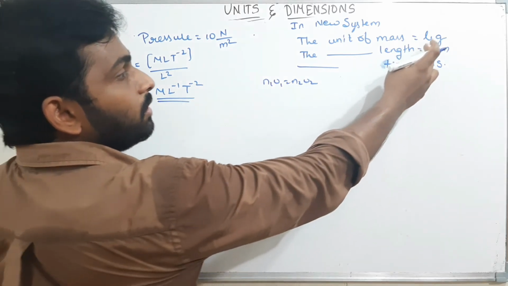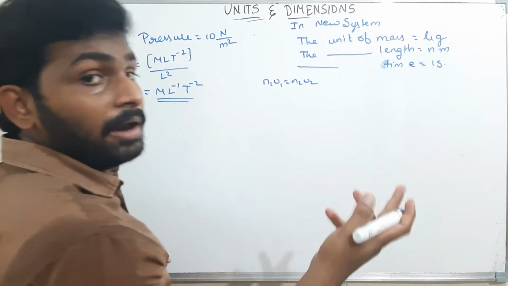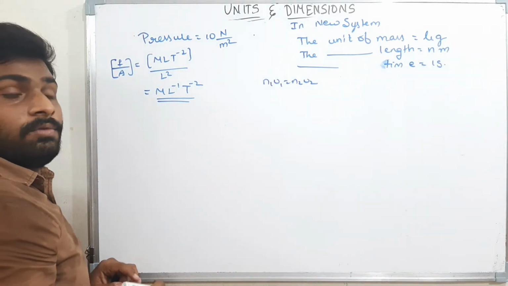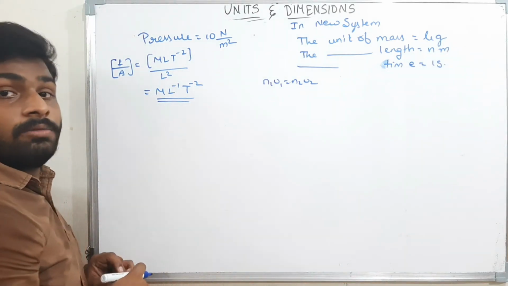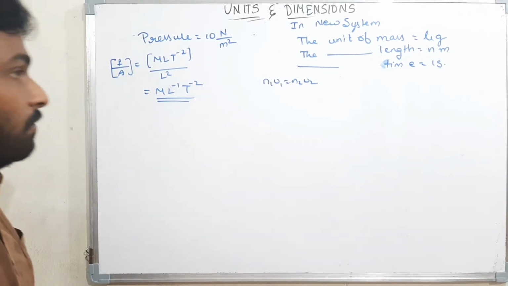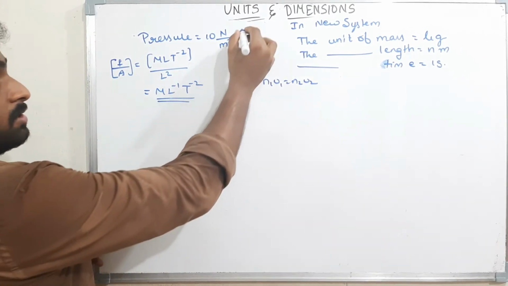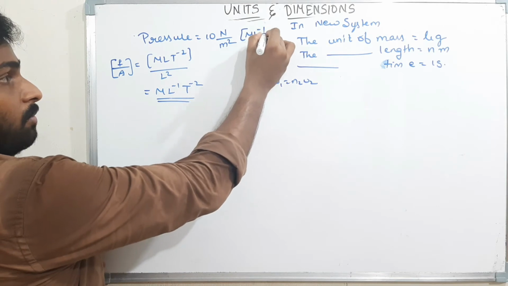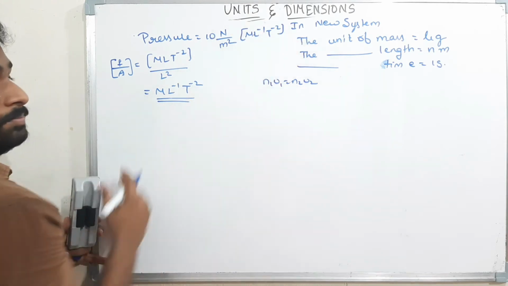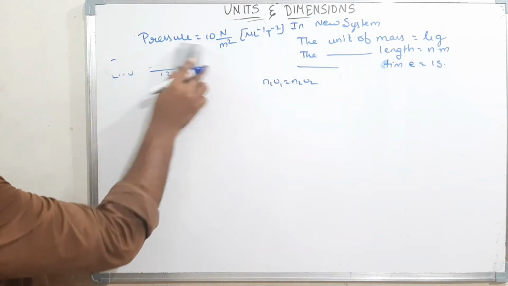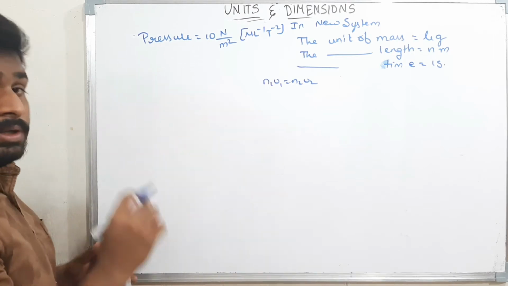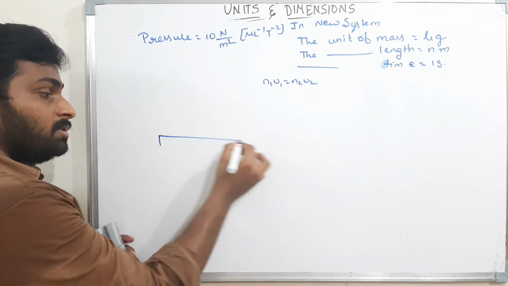Now, what is the meaning of micro? What is the meaning of nano? What is the value of micro? What is the value of nano? We will see it now. Observe carefully. The dimensionality of pressure is M L power minus 1 T power minus 2. First of all, we should know the basic units.